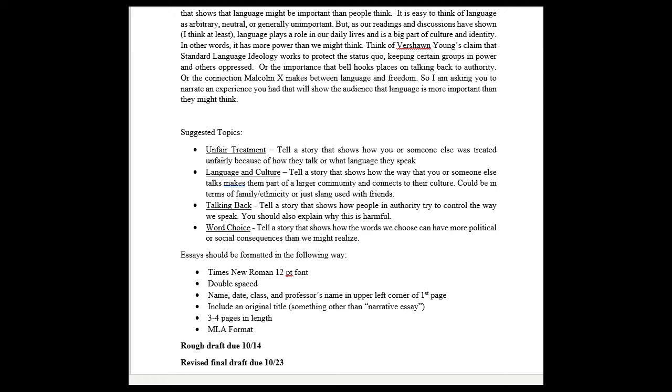Because that one is all about speaking in dialect and how standard English is kind of used to discriminate against people, or is a gatekeeping mechanism for certain jobs or getting to certain levels of society, in terms of having high-paying jobs and things like that. So we have that one, unfair treatment, like how people talk being treated unfairly.